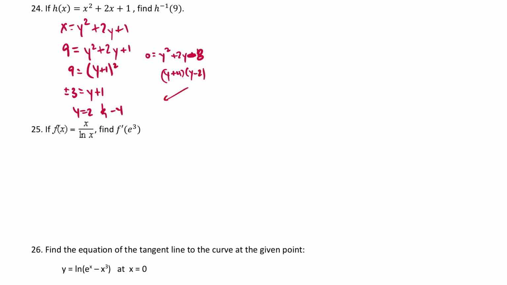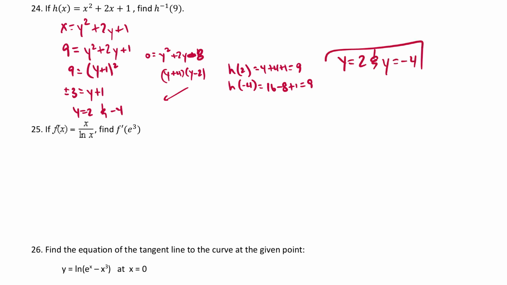Let's just check that both of these work, h of 2 and h of negative 4. When I plug in 2, I'm going to get 4 plus 4 plus 1, which is 9. And when I plug in negative 4, I'll get 16 minus 8 plus 1 equals 9. I just wanted to check my work here. So the two answers are y equals 2 and y equals negative 4.